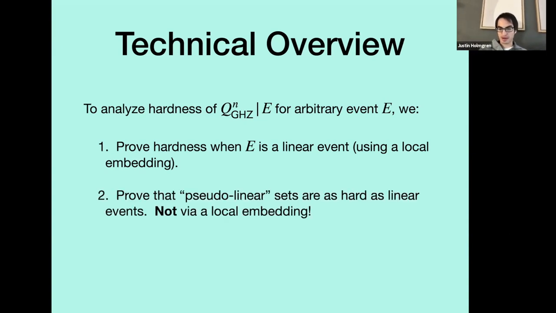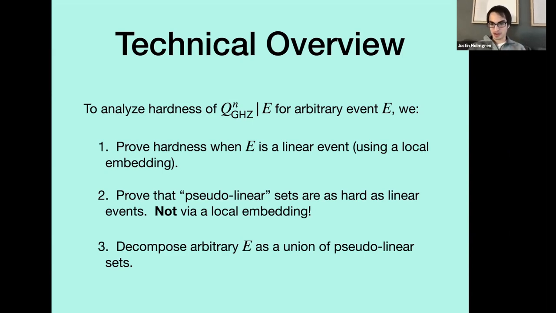Then we'll prove that a certain notion of pseudo-linear events are as hard as linear events. And this step is not via a local embedding. It's actually one of the more confusing parts of the work: getting the right notion of pseudo-linearity is hard.